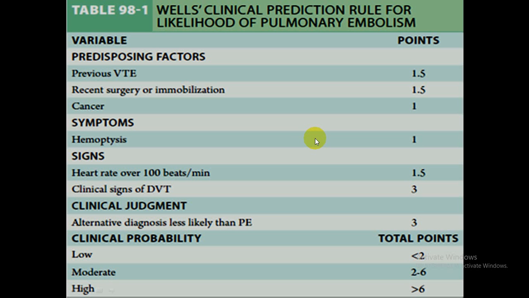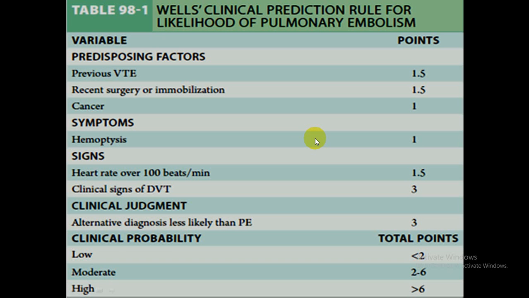We have many points which include the history point, symptom, sign, and even the clinical experience judgment. So if the patient has previous venous thromboembolism like DVT, or previous intracranial thrombosis like in venous thrombosis and so on, giving 1.5 points. If the patient has recent surgery سواء كان fracture femur أو مثلا cesarean أو bedridden for any cause, in case of مثلا severe illness, giving 1.5.